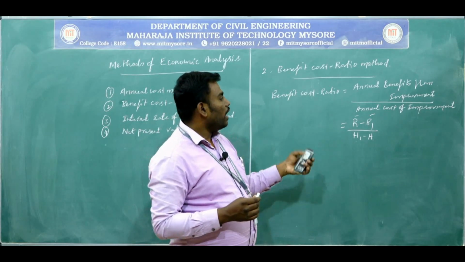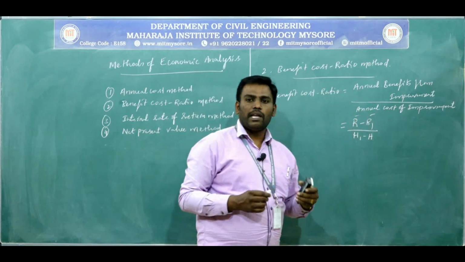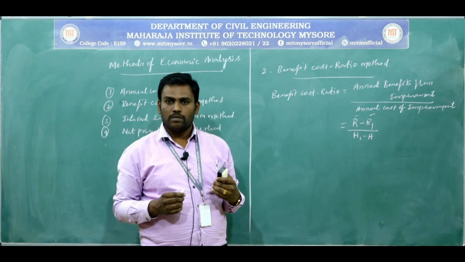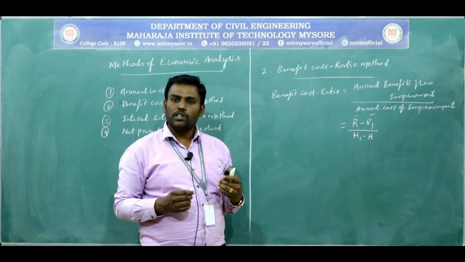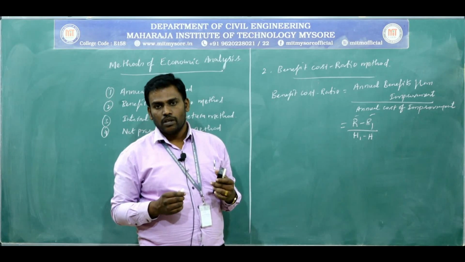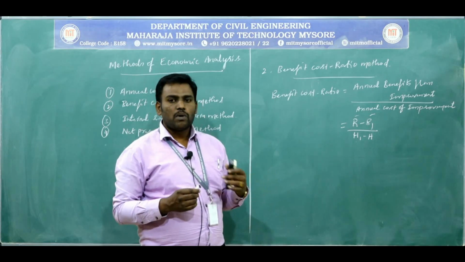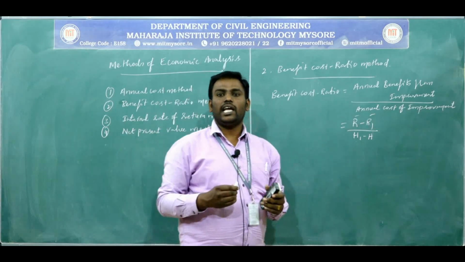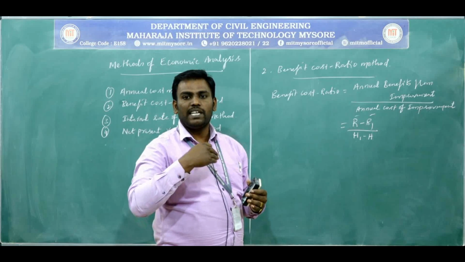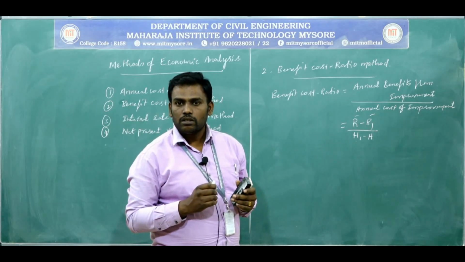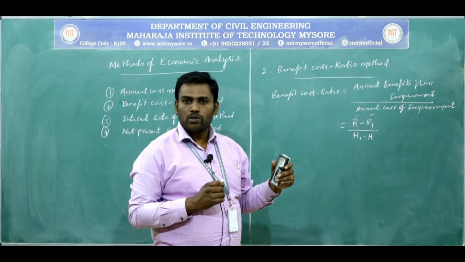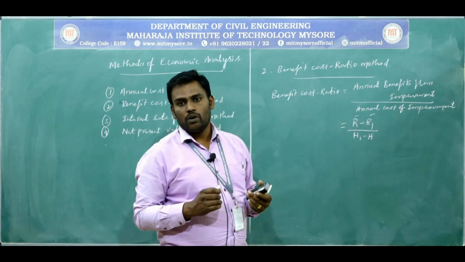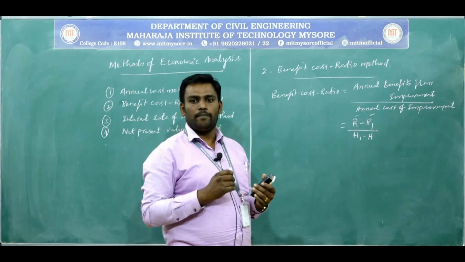Is it clear? They are going to find the benefit cost ratio for each of the alternative proposals. For those proposals having a benefit cost ratio less than unity, those proposals will be discarded.